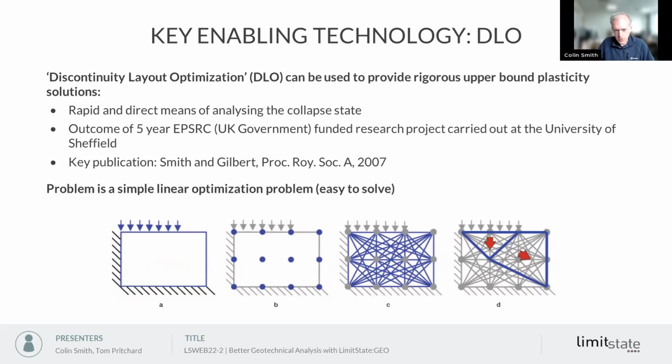And of course, typically we're using thousands of nodes in the analysis, so we're talking millions of potential slip lines. So that gives us a core, robust, reliable, and accurate tool for identifying the critical collapse mechanism, irrespective of the form of the mechanism and the geometry of the overall problem.